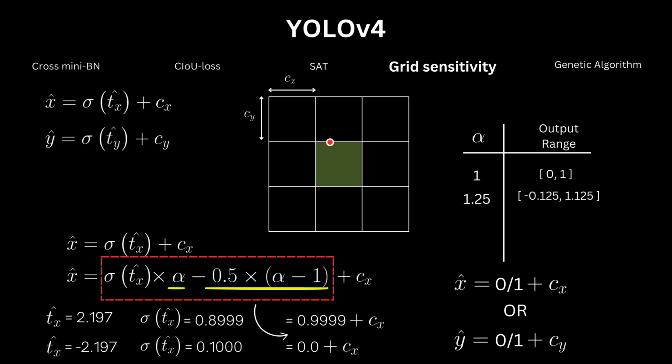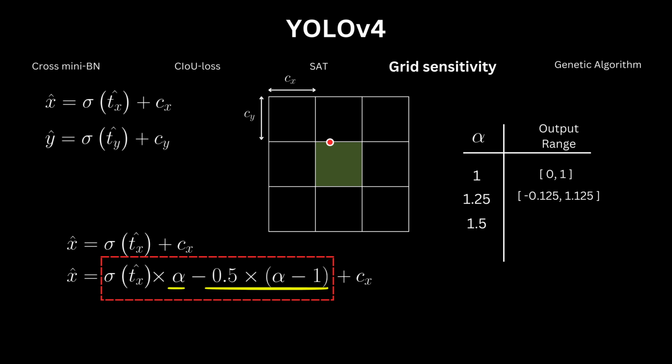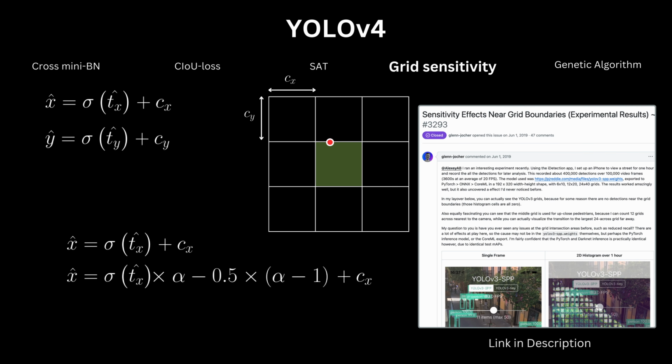If we use alpha equals 1.5 or 2, we further increase the range of output values and require lesser absolute magnitude of Tx for boundary cases. For YOLOv4, the authors use different values of alpha for different scale predictions, but they are all greater than 1 to reduce this effect of grid. In the repo, you can find extensive discussion on grid sensitivity in this issue. So do check it out to understand this in more depth.